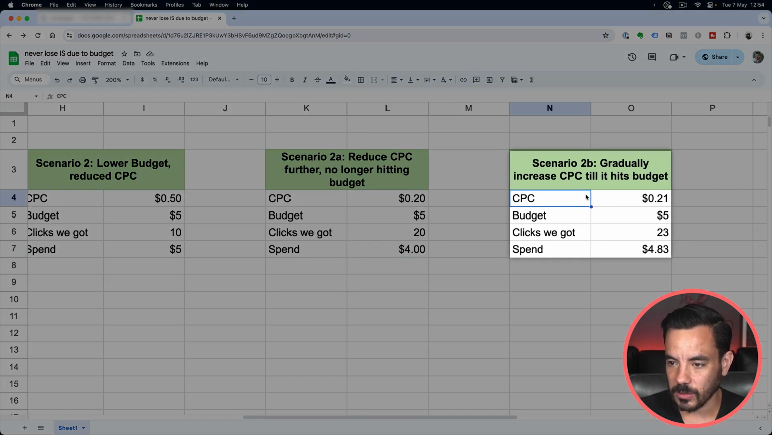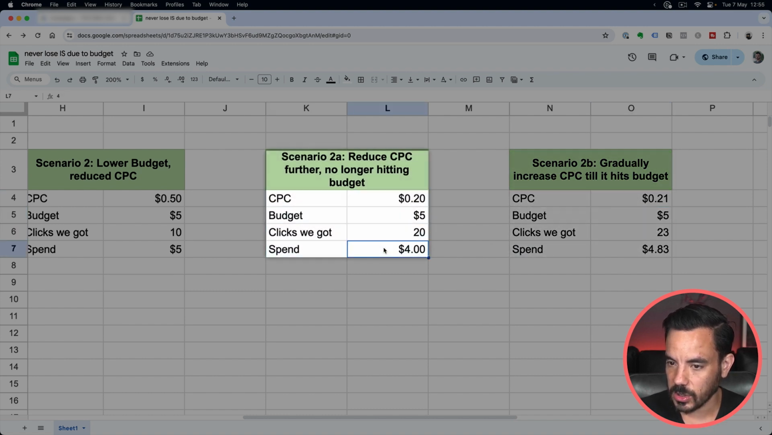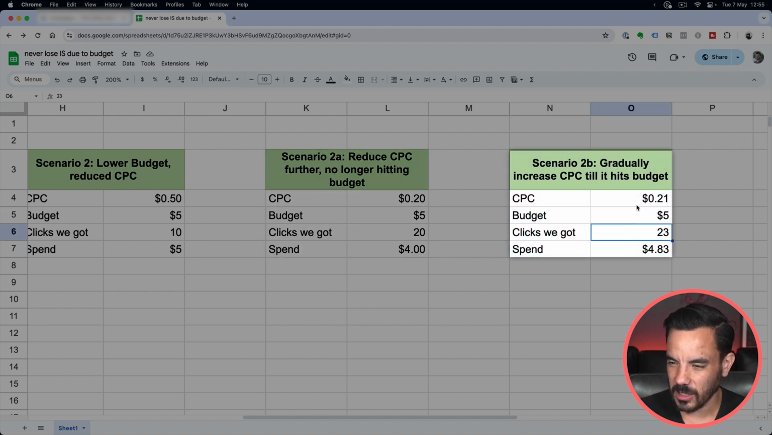So then maybe what we do is we increase the CPC to say 21 cents, and then maybe we're able to get 23 clicks. Maybe the thing spends a bit more at $4.83, getting closer to that $5. So you can see here, if you reduce your CPC bid too low, then you don't spend your budget and you get fewer clicks. Then you want to adjust it a little bit higher, and you want to find that point where you're spending exactly $5, but your budget is not limiting you, it's your CPC bid that is limiting you.